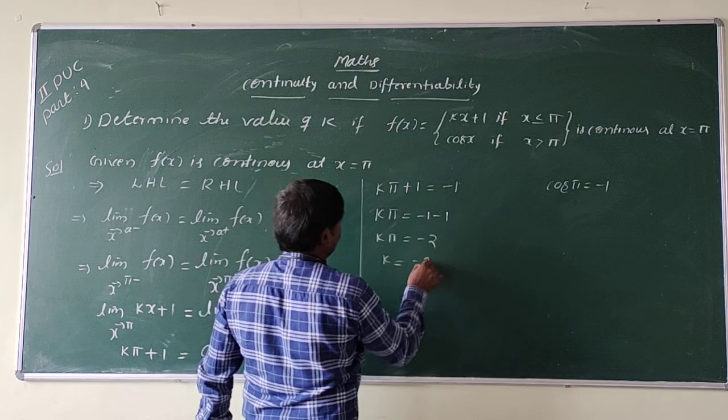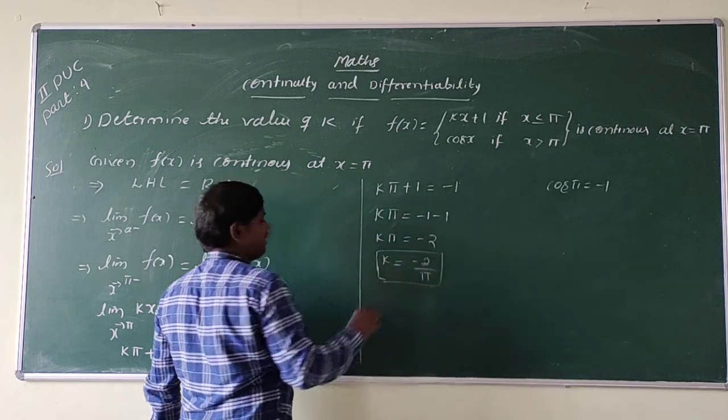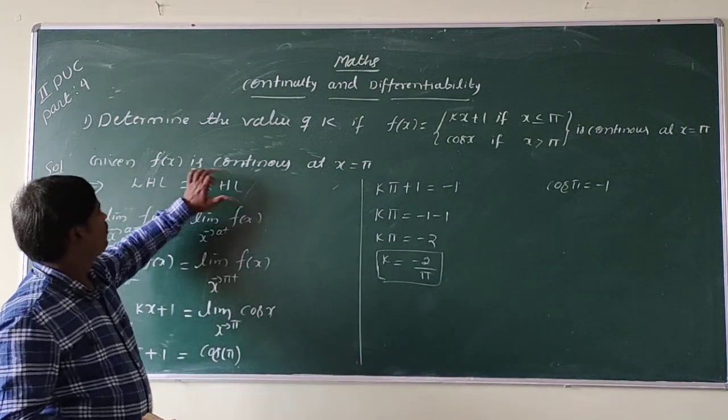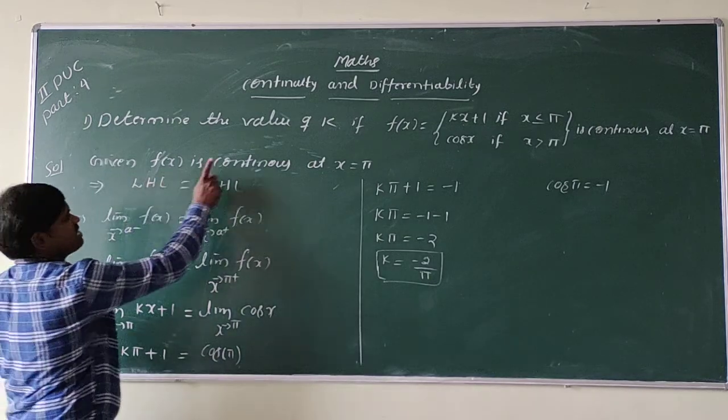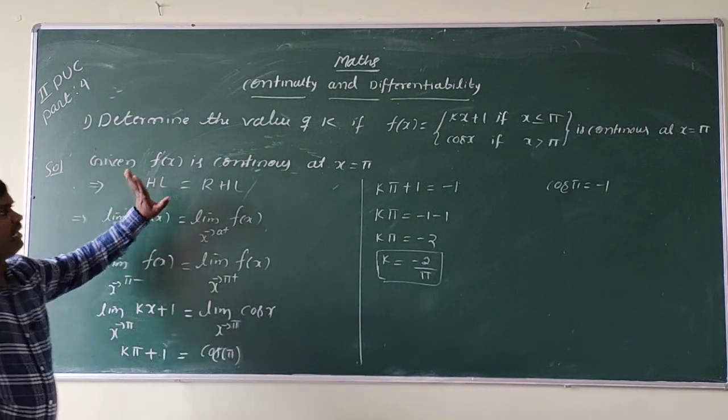Therefore k is equal to minus 2 by pi. So this is the required value of k. Is it clear? So we are just using the given condition. So f of x is continuous at x is equal to pi. So this implies left hand limit is equal to right hand limit.